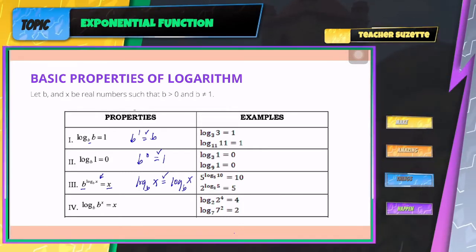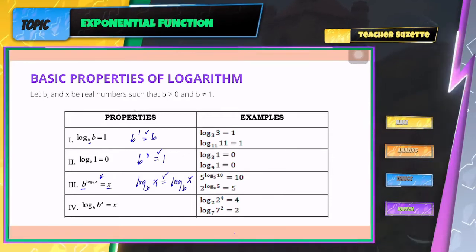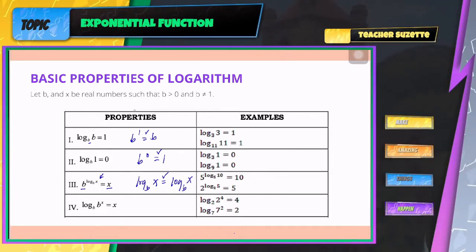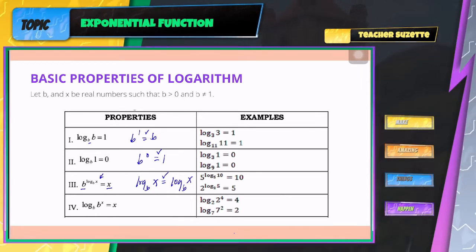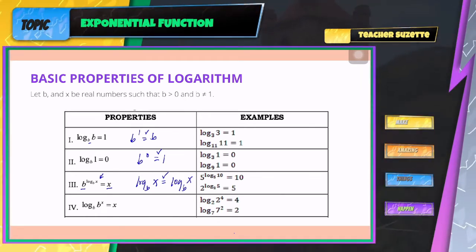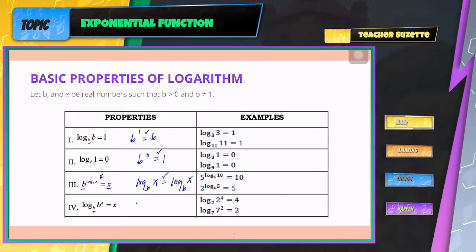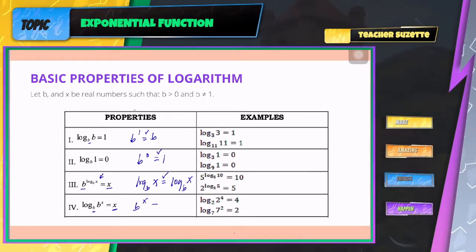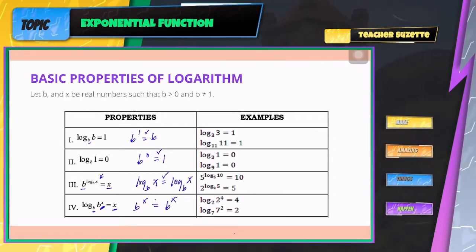Now, let's have our number 4. For this one, we have the logarithm of b raised to x with base b equal to x. Let's show that this is true by transforming our logarithm form to exponential form. We will have b, our base, raised to our exponent, equal to our value, which is b raised to x. So, definitely true.